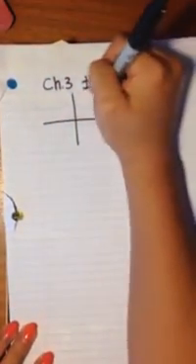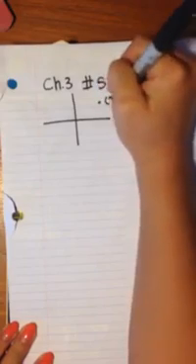Alright, I am doing chapter 3, number 5. The question asks, let the polar coordinates of the point (x, y) be (r, θ). Determine the polar coordinates for the points A, (-x, y), B, (-2x, -2y), and C, (3x, -3y). Okay, so I'm going to just make any point (x, y).